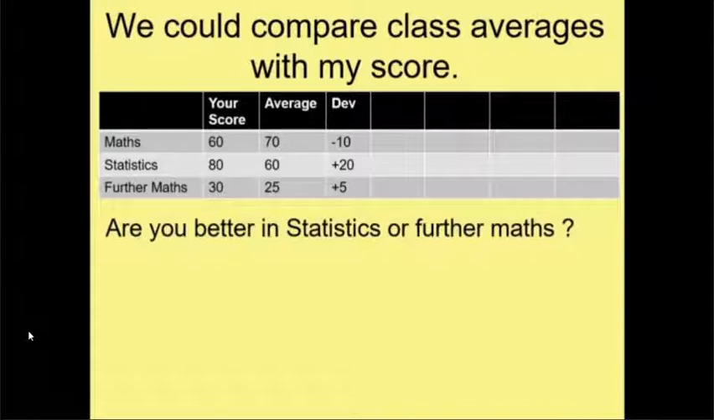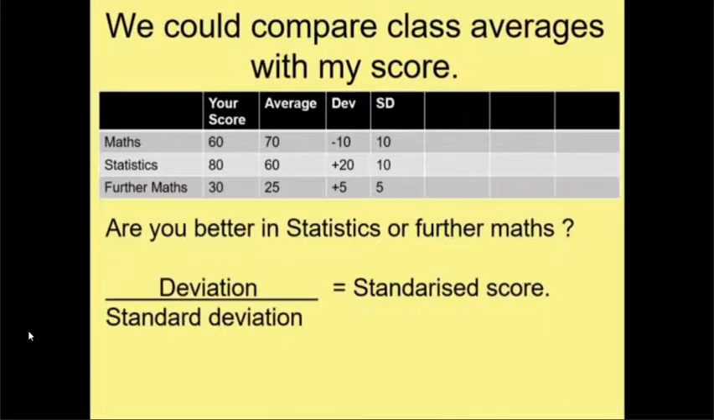Then again, with your further maths, maybe that 5 is so hard to get that it's a better score to do. So what we need to do is work out your standard deviation. Okay, and you should be able to work that out from the previous lesson on this. Okay, and 10, 10, 5. But then what does that mean?